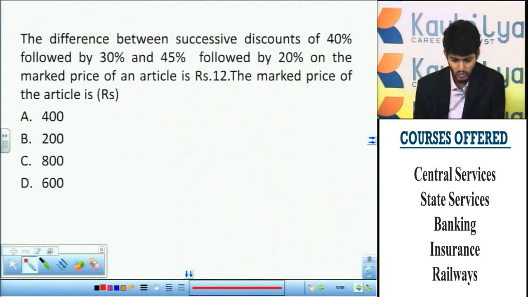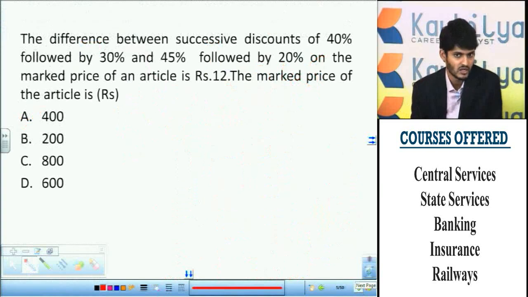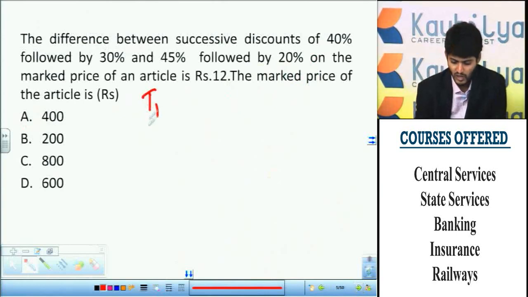Okay, now move on to your next question, which again corresponds to successive discounts. So this will be the second problem of successive discounts. The difference between successive discounts of 40% followed by 30% and 45% followed by 20%. There are two transactions. Let us say this is transaction 1 and this is transaction 2. In the first transaction, we don't know what the total marked price is. So let us take the marked price as 100x.